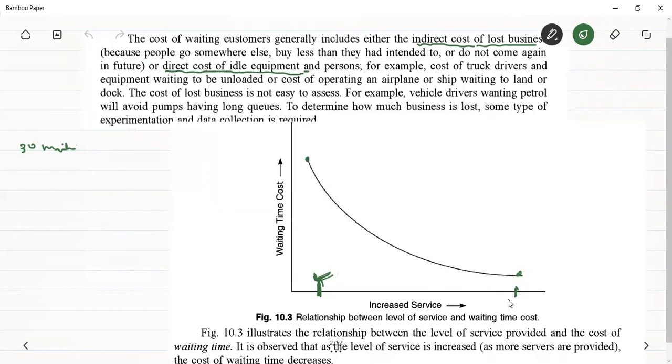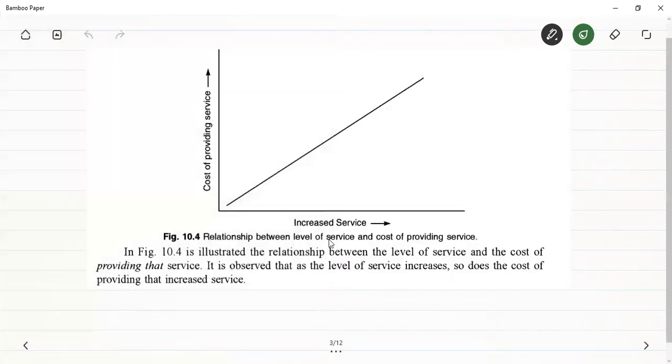So if you see, when you increase the service, on one hand it is going to decrease the waiting cost, but on the other hand it is going to increase the cost of providing service. So increasing service decreases the waiting cost, but it increases the cost of providing the service. You can see that in this figure the relation between the level of service and the cost of providing that service is illustrated.